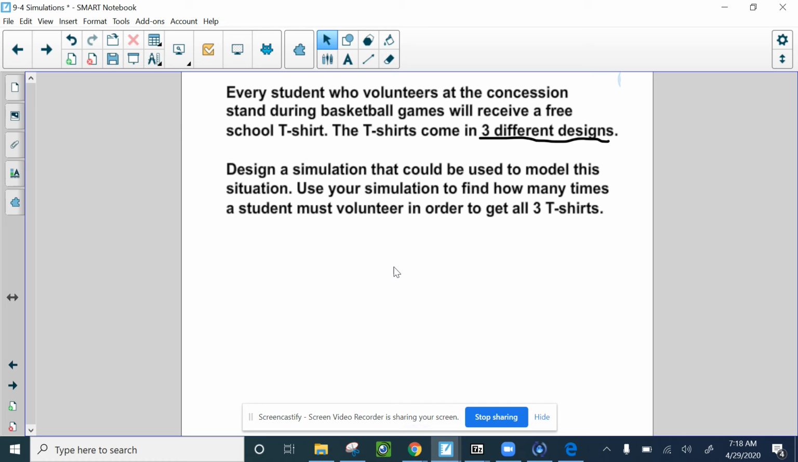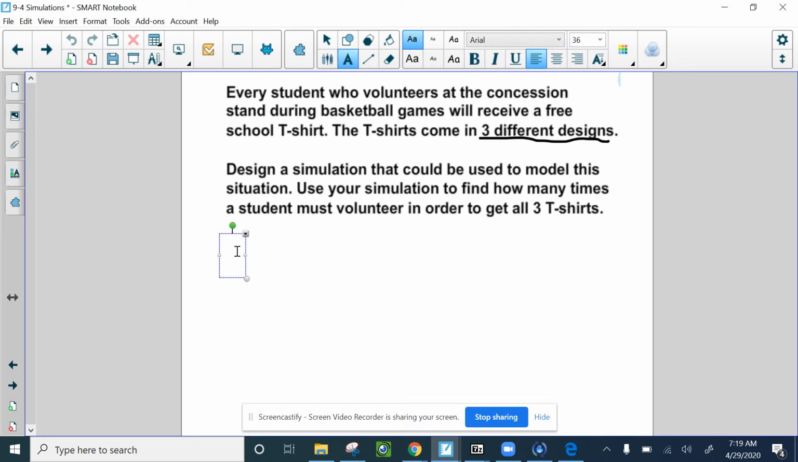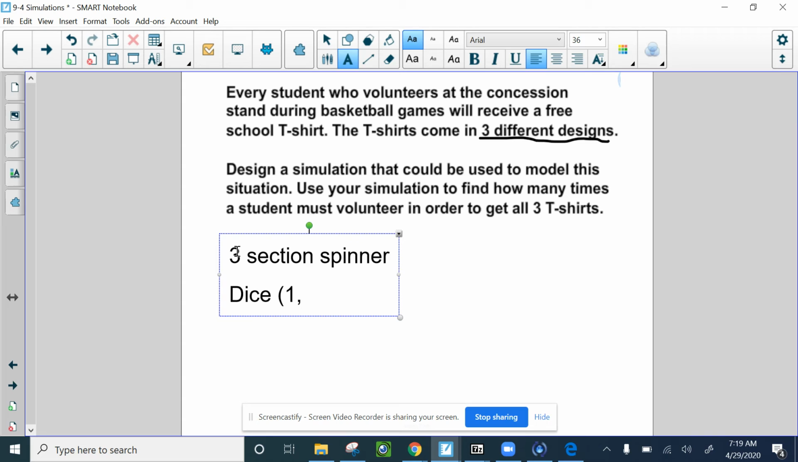Some ideas students normally come up with is that you could obviously have a 3 section spinner with each of the shirt designs on there. You could have a dice where you could say 1 and 2 is a design, 3 and 4 is another design, and 5 and 6 is another design. So you could set it up that way. With the dice, there's other ways you could use it as well. That's just one of the more common ways.